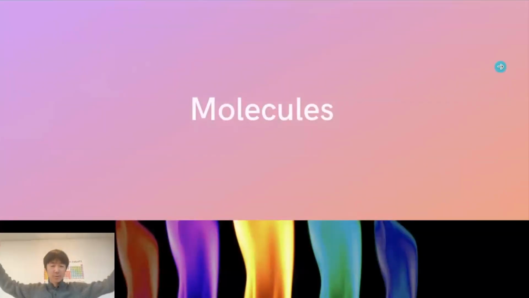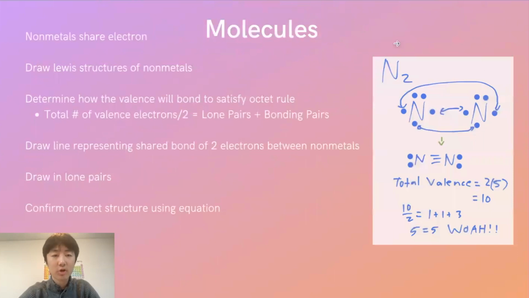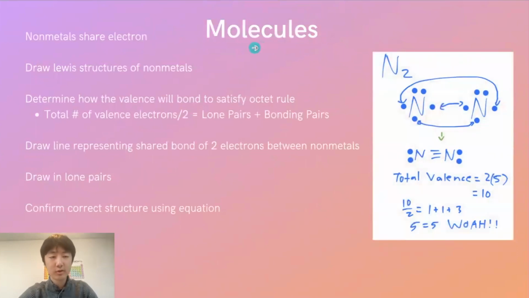And then for molecules, last but not least, molecules. Now, molecules is probably the one you guys will be using the most in the chemistry world because they're probably the most useful in chemistry. And for molecules, basically it's a step-by-step process too. This one's probably the hardest, so you guys have to pay attention.